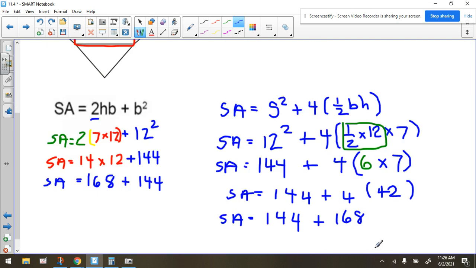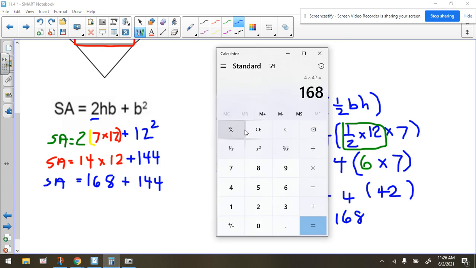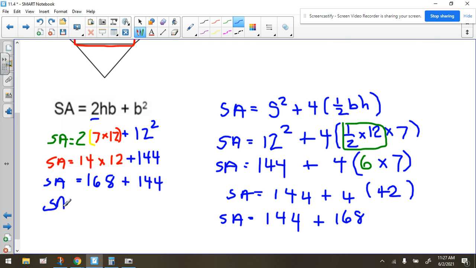Now, in either situation, we have to add the 168, which is the area of the 4 triangles, plus the area of the square. So this is the same numbers that we're dealing with over here. So let's take out our trusty calculators. 168 plus 144. And we end up getting 312 square, and I'm forgetting what it was, so I got to look it back up. Inches, square inches. So we get that either way.